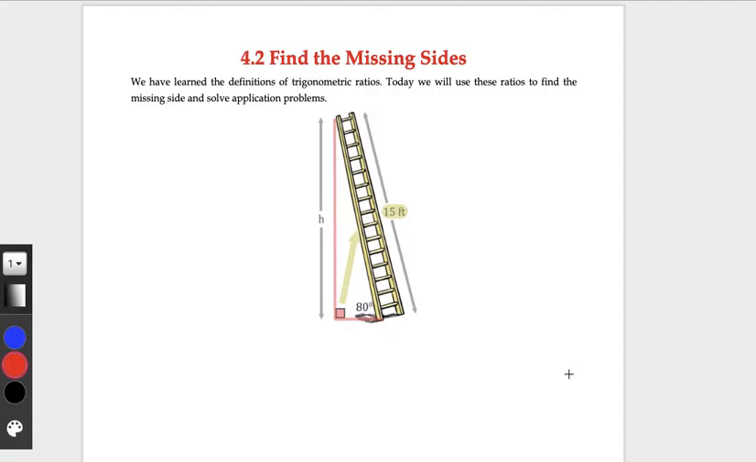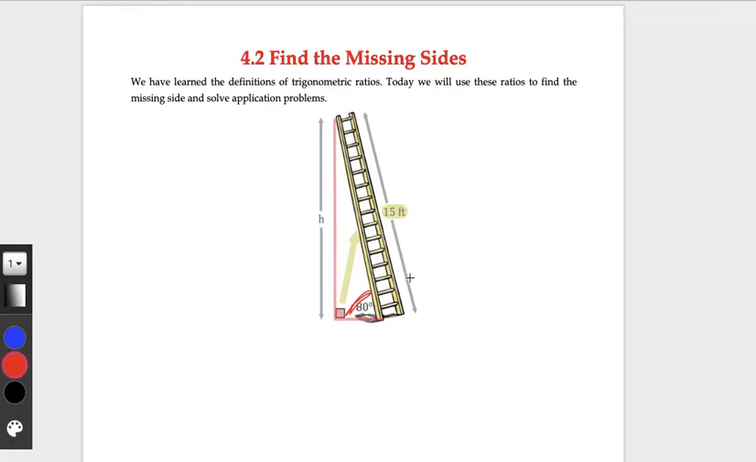As you can see in front of you, there is a ladder against the wall. You can imagine this is a ladder against the wall of a house, and we don't know the height of the house. But instead of measuring it, we can easily do this. Once I lean the ladder against the wall, we know this angle is about 80 degrees, and we also know the length of the ladder, which is 15 feet.